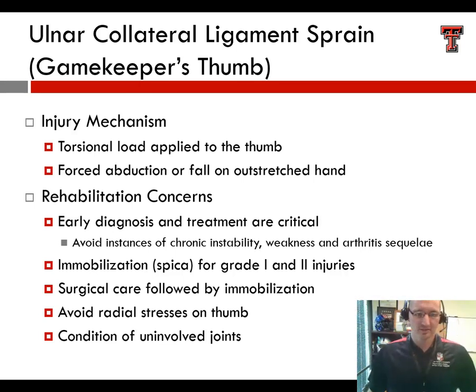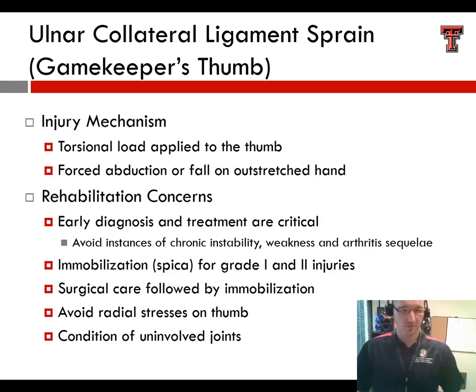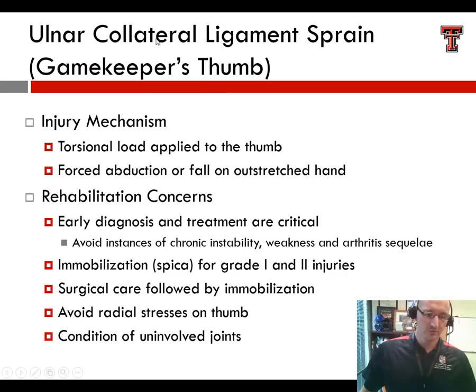Cross-fiber friction massage, Graston, Sastum technique can be beneficial here. But if they do undergo surgery, then we want to avoid radial stresses on the thumb. So we have to be cautious about what we have them grip or hold so that we're not getting loading there. This condition may also involve other joints as well. So we have to be cautious here and ensure that we don't just focus so much on the thumb that we end up neglecting the other body parts.